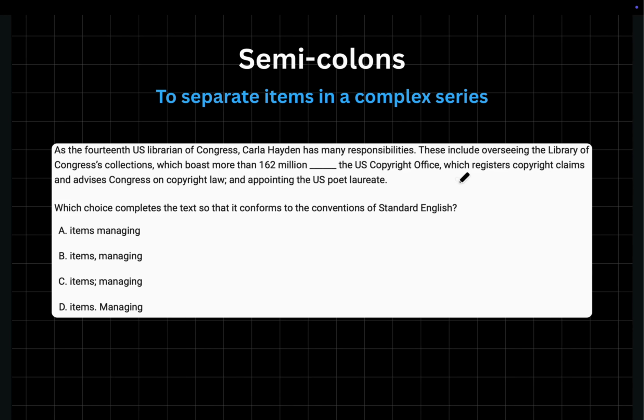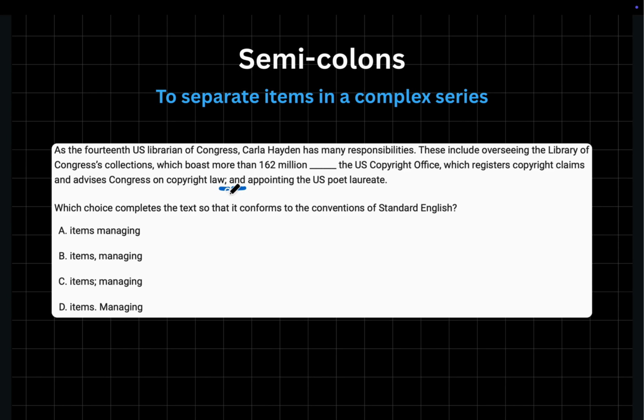"The U.S. Copyright Office, which registers copyright claims and advises Congress on copyright law, and appointing the U.S. Poet Laureate." Okay, this looks and sounds kinda weird. This is exactly how a complex series looks on the SAT. It is some sort of list and there are multiple semicolons and commas. The way I usually recognize it before even solving it is after the blank by a line or so, I see a semicolon and the word "and" immediately after it. That's how I sometimes identify complex series questions, by seeing the weird format and by seeing the semicolon plus "and" after the blank by a line.